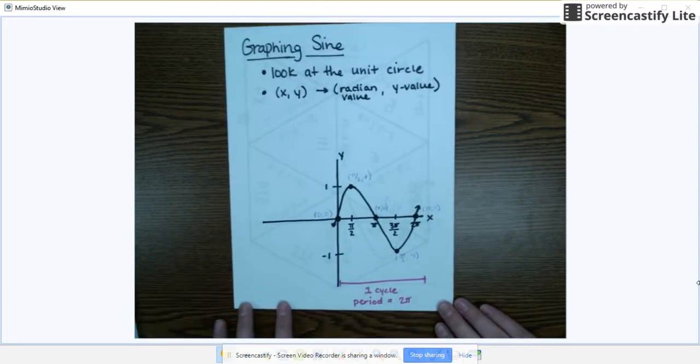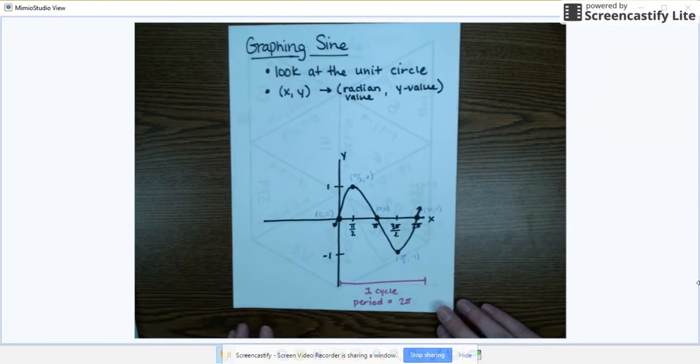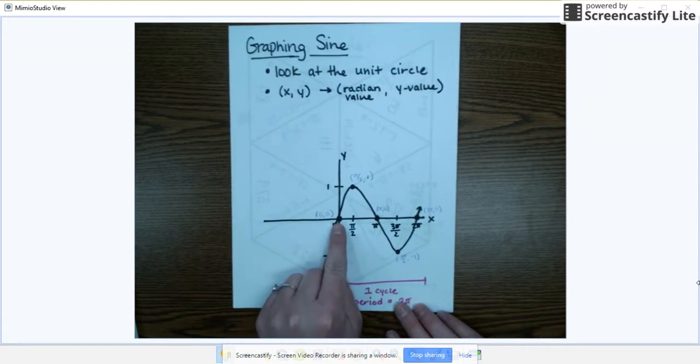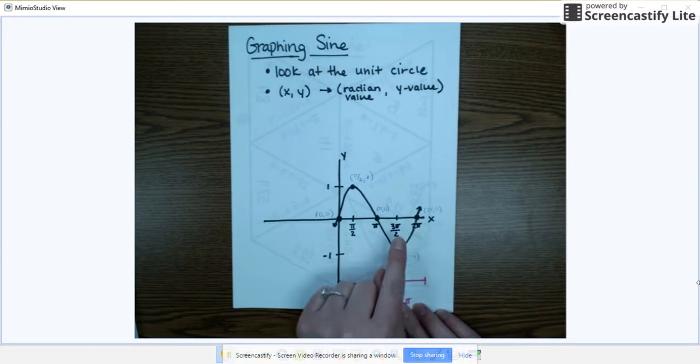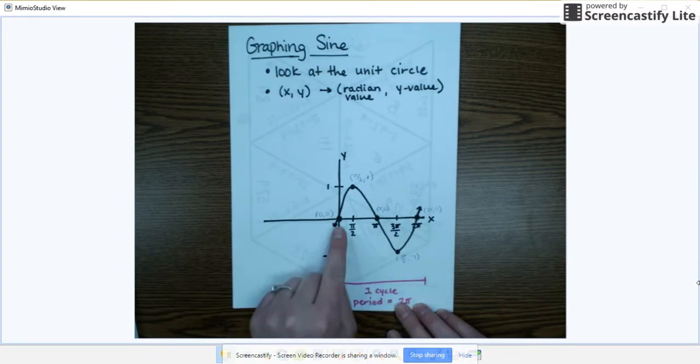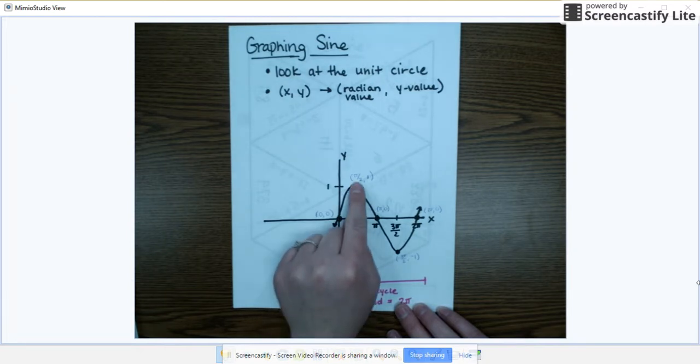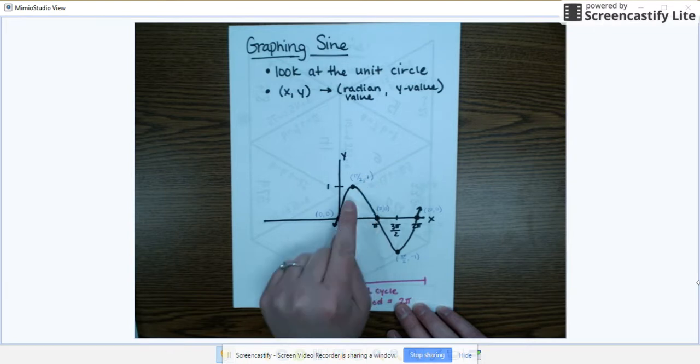Here is our sine function. So we're just going to go from 0 to 2 pi because that's once around the unit circle. So we start at 0, 0. That would be 0 radians. The y value of that point on your unit circle is 0. When we go up to pi halves on our unit circle, it has a y value of 1. So that's where this point comes from.